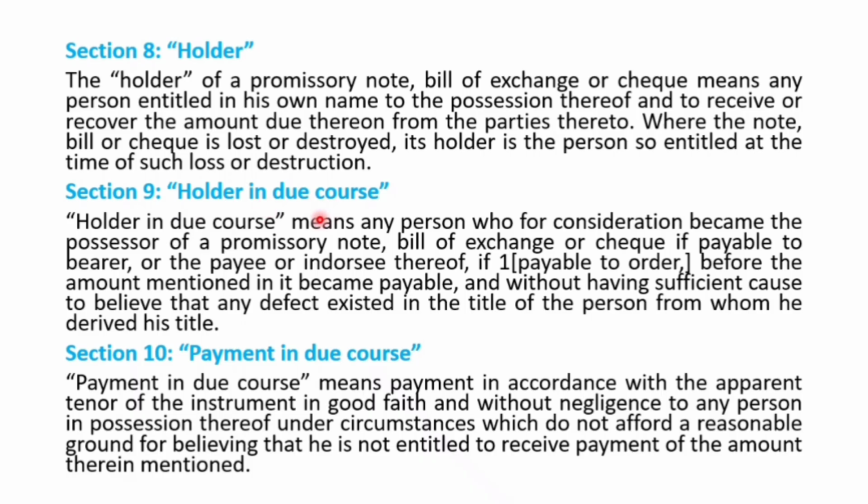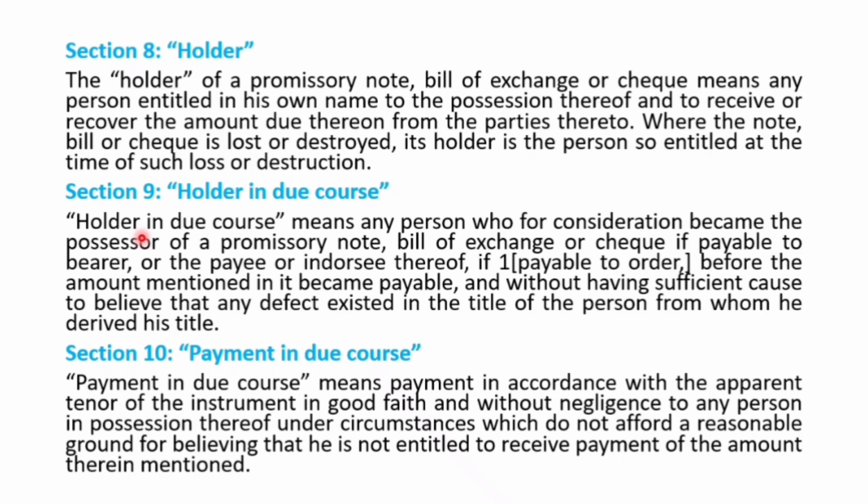So this person, I'll put it in simple words, has got the instrument from some other person for some consideration and also in good faith, believing that there is no defective title in the bill of exchange or promissory note or else check. Also he had got the instrument before the due date which is mentioned in the instrument. Okay, if he has fulfilled these three criteria, he is said to be the holder in due course.